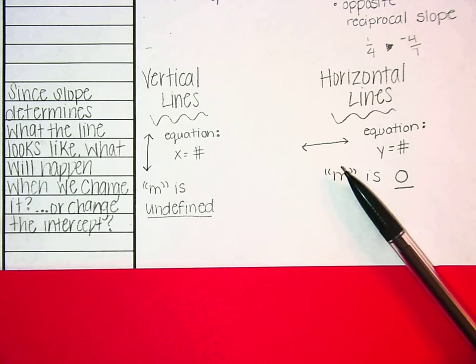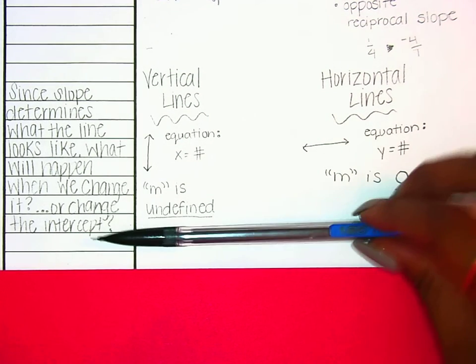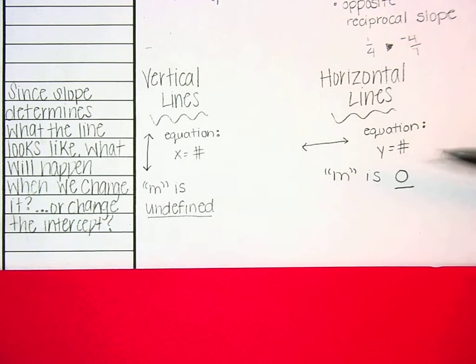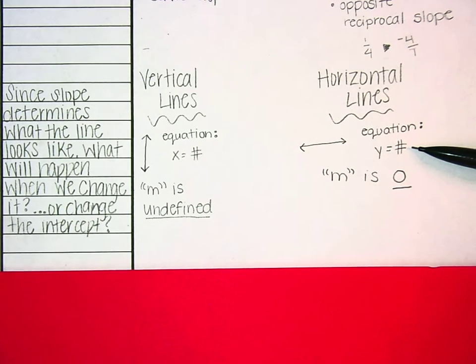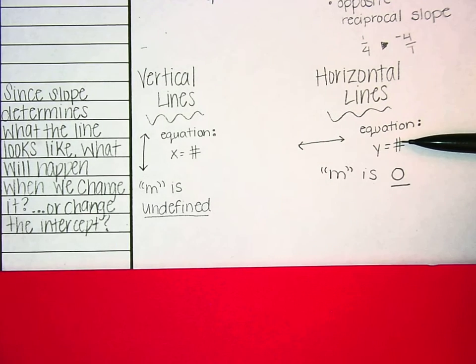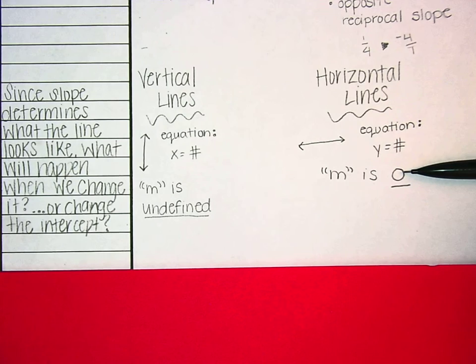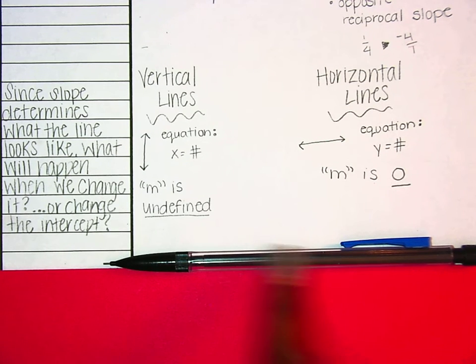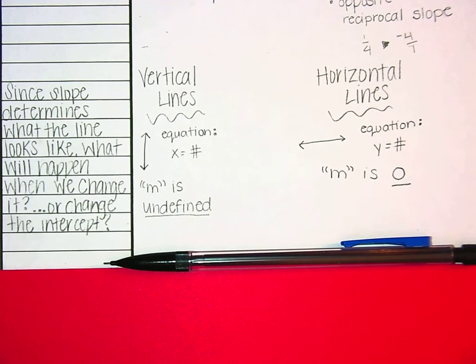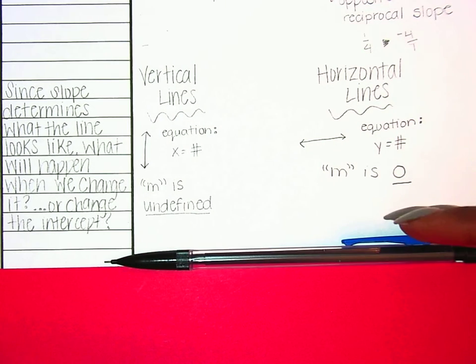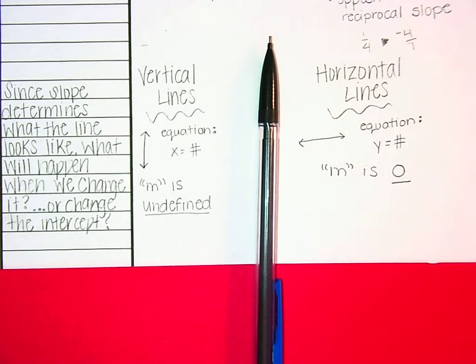Now, a horizontal line, if you have a line that goes straight across this way on your graph, that line has an equation of y equals a number. Vertical is x equals a number. Horizontal is y equals a number. The slope for a horizontal line is m equals 0. Think about it like this. If you have a hill like this, and you were walking across that hill, would it take you any type of energy to walk across that hill? No. And you actually can walk across a hill that is this way, but you couldn't walk across a hill like that.